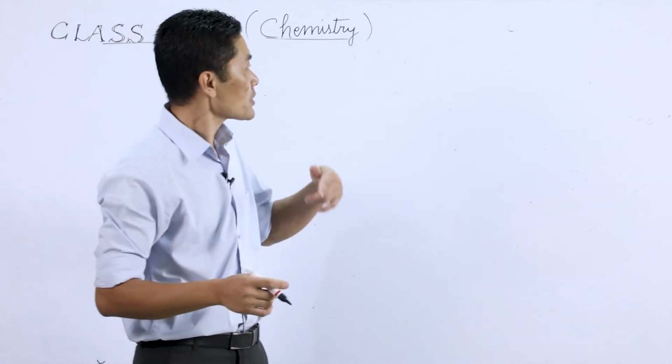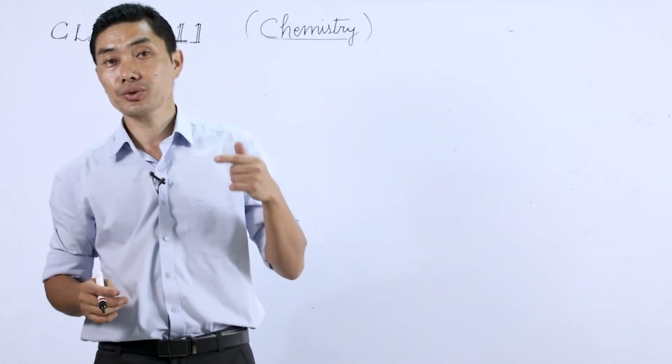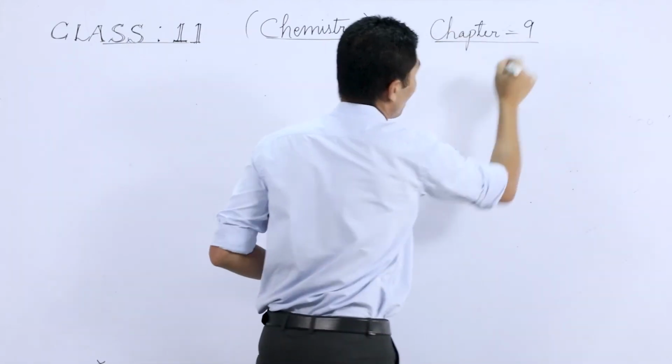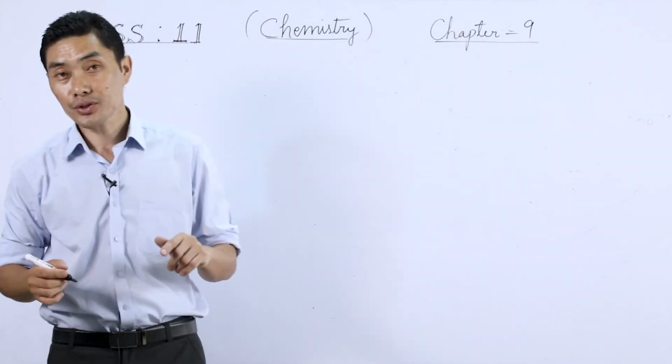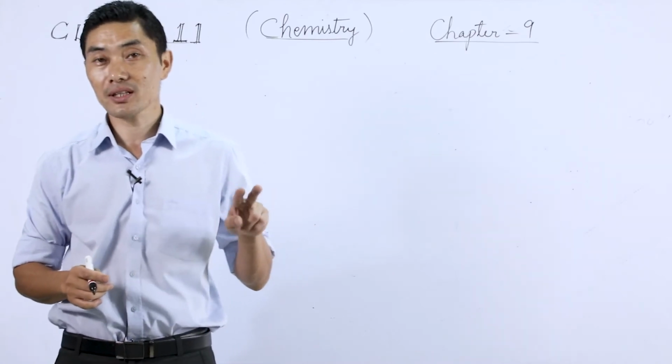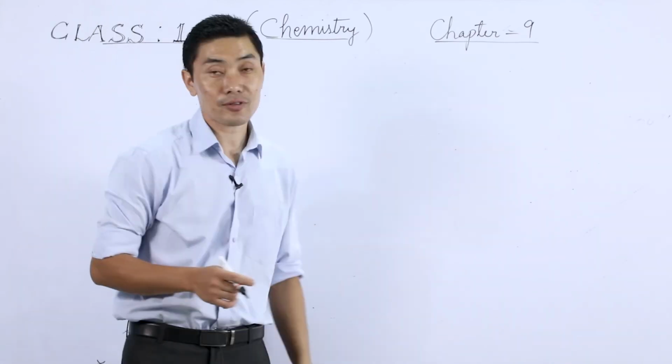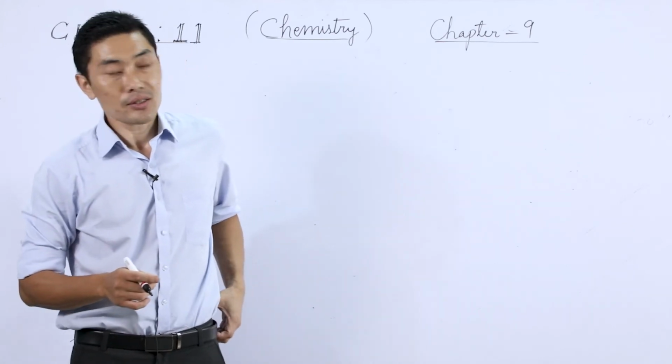Before I stop, I will just give a short introduction to chapter 9. That is about hydrogen. So far we have discussed Unit 1 and 2, and those are from physical chemistry. This chapter 9, which is about hydrogen, is from inorganic chemistry.